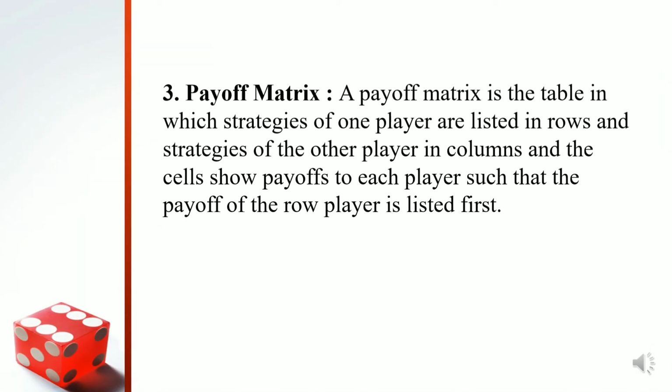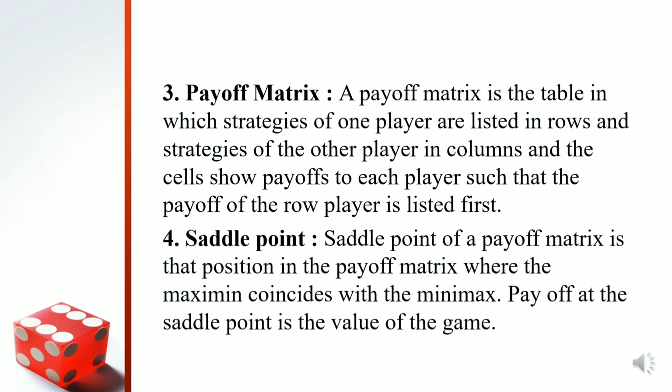Next term is payoff matrix. A payoff matrix is a table in which strategies of one player are listed in rows and the strategies of the other player in columns, and the cells show payoffs to each player such that the payoff of the row player is listed first. In simple words, we can say that a payoff matrix is considered as an important tool in game theory because it summarizes the necessary information and helps us determine whether a dominant strategy or Nash equilibrium exists.